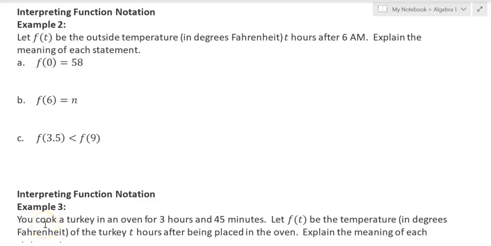This is Algebra 1, Section 3.4, Day 2 notes. So first we're working on example 2. Example 2 says, let f of t be the outside temperature in degrees Fahrenheit, t hours after 6 a.m.